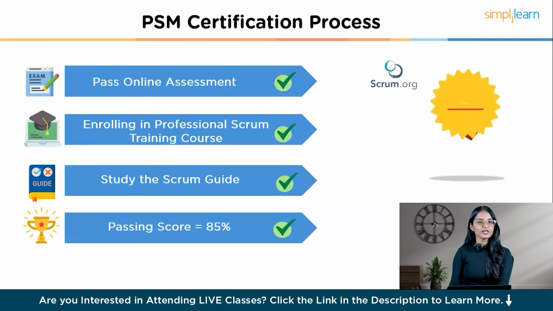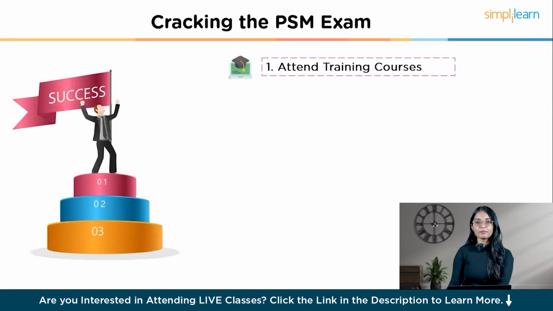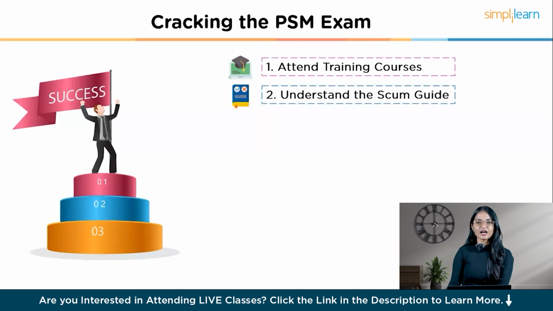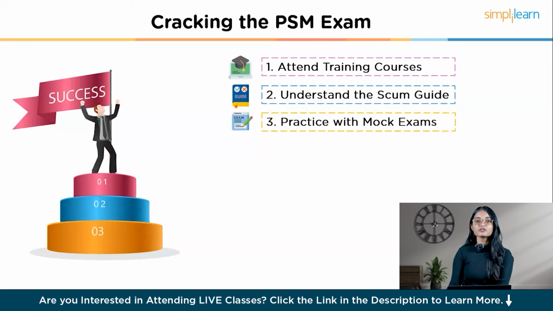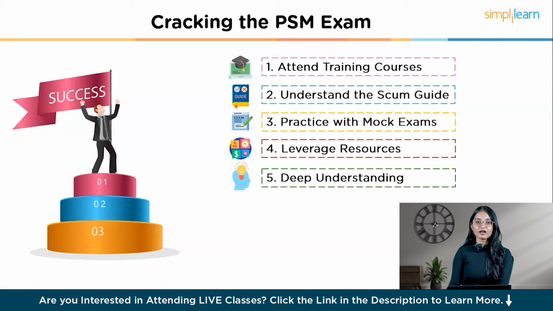Passing the PSM exam, especially at higher levels, can be challenging due to the rigorous nature of the assessment. Here are some tips to increase your chances of success. At first, you must attend the professional Scrum Master training courses provided by scrum.org. Thoroughly study and understand the Scrum Guide as it serves as the primary resource for exam questions. Practice with mock examinations, sample questions, and assessments to gauge your level of preparation. Leverage resources like the Scrum Guide, open assessment, and study groups to reinforce your learning. Develop a deep understanding of Scrum theory, principles, and values, as well as practical application in real-world scenarios.